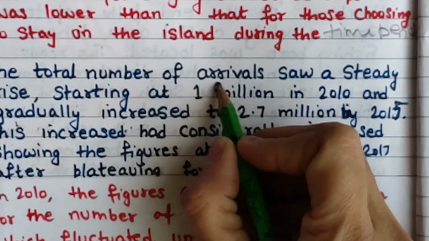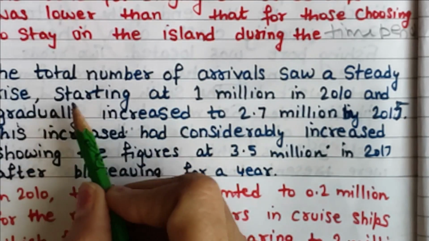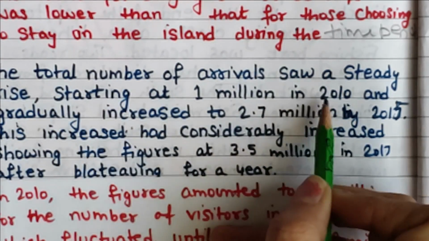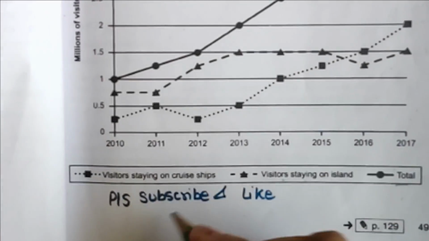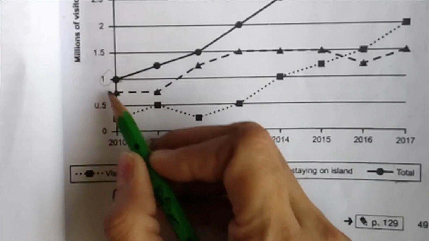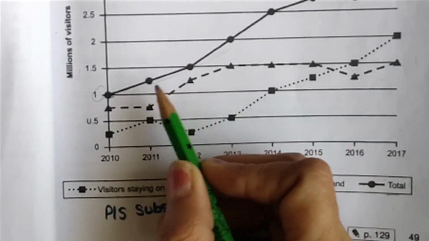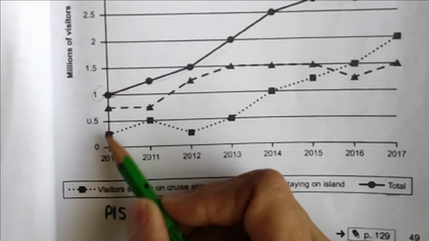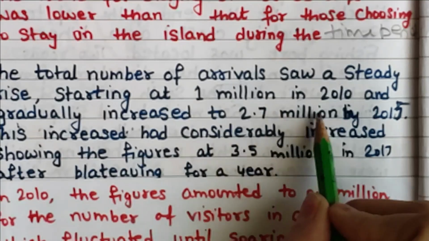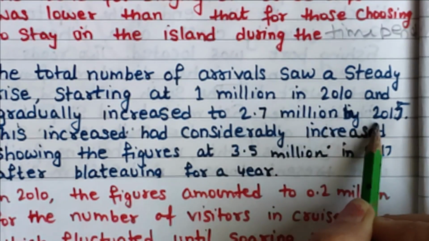Arrivals means those who arrived on the island. So a steady rise starting at 1 million in 2010. So you can see starting this is 1 million. Okay, 1 million, because I am going to talk about this line first. 1 million started in 2010 and gradually increased to 2.7 million by 2015.